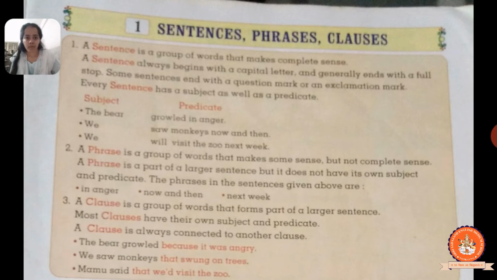So what is a clause? A clause is a group of words that makes part of a sentence. Most clauses have their own subject and predicate. We will see in the examples that most clauses have their own subject and their own predicate also. Then a clause is always connected to another clause. We will see in the sentence that one clause is always connected to another clause. We will see in the example.